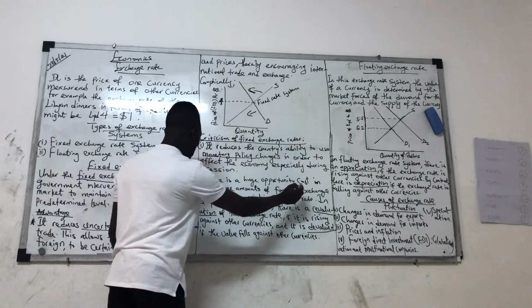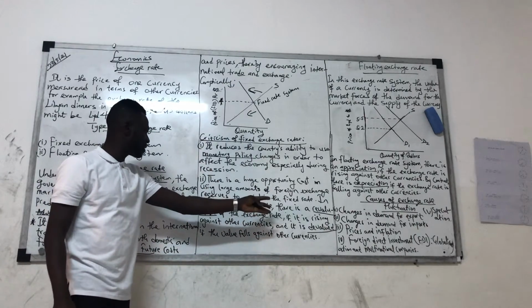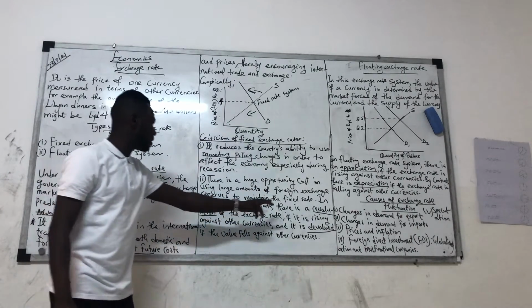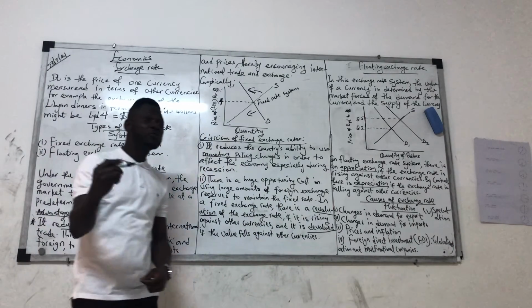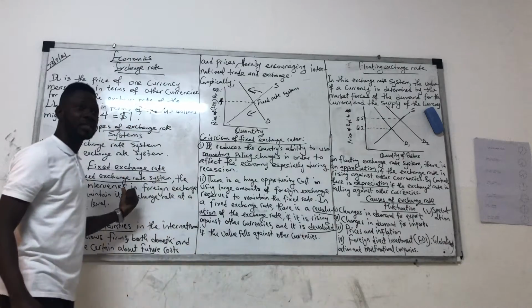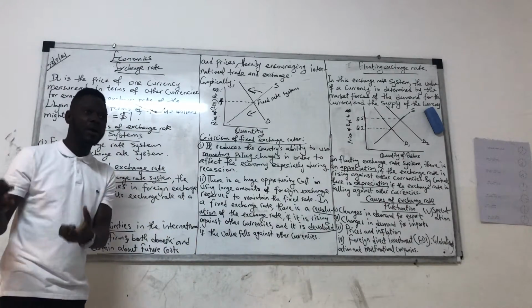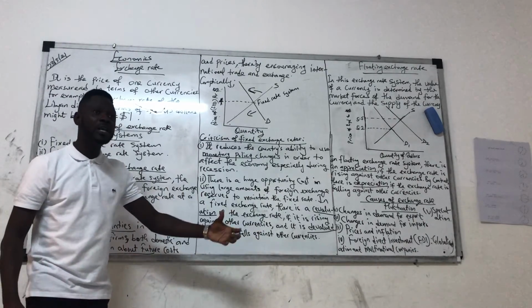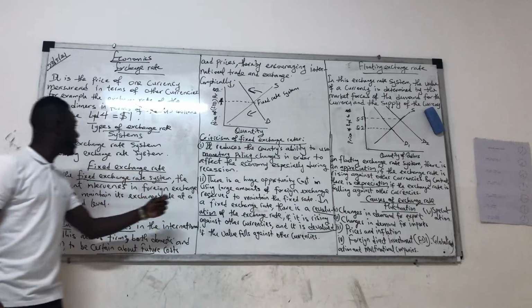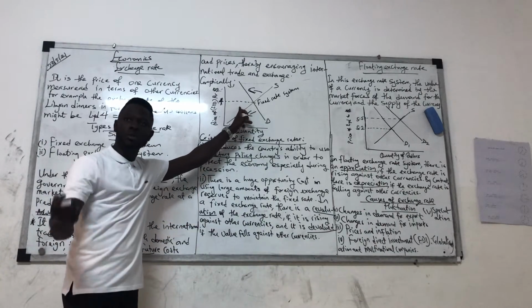There's a huge opportunity cost in using large amounts of foreign exchange reserves to maintain the fixed rates. In the fixed rate, they said there's what? There's a huge opportunity cost. If we have to maintain our fixed exchange rate, that means we have to have a lot of foreign currency in our reserve. So we need to keep a lot of foreign currencies in the reserves so that we can maintain what? Our exchange rate, so that it doesn't go down or up.